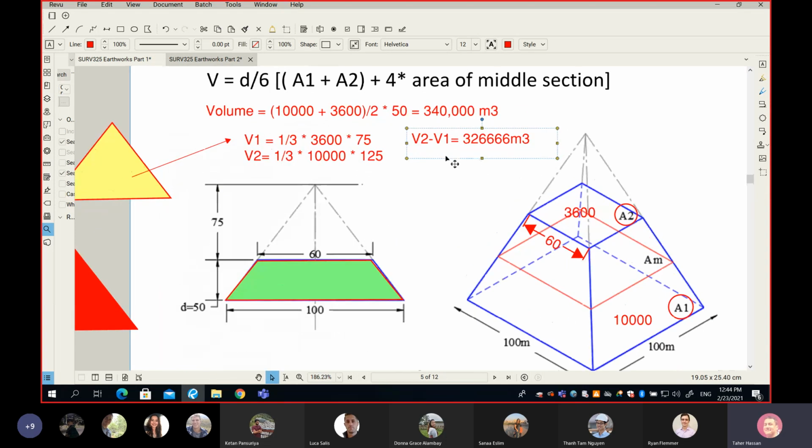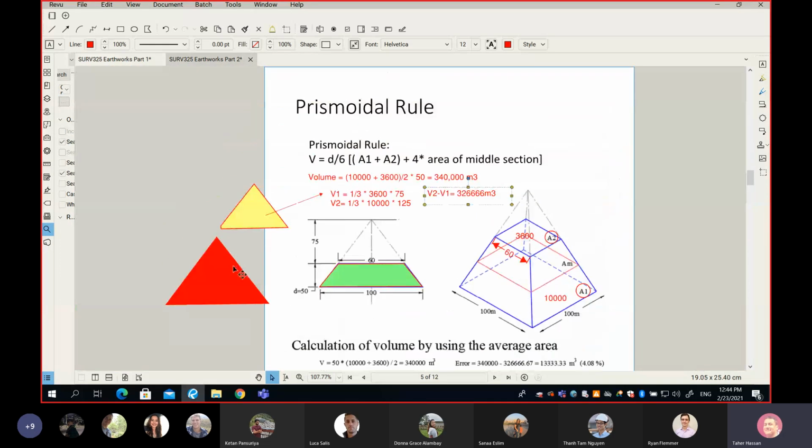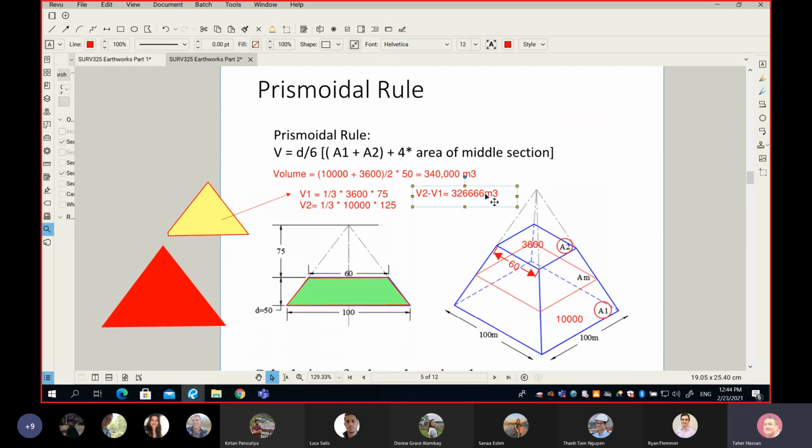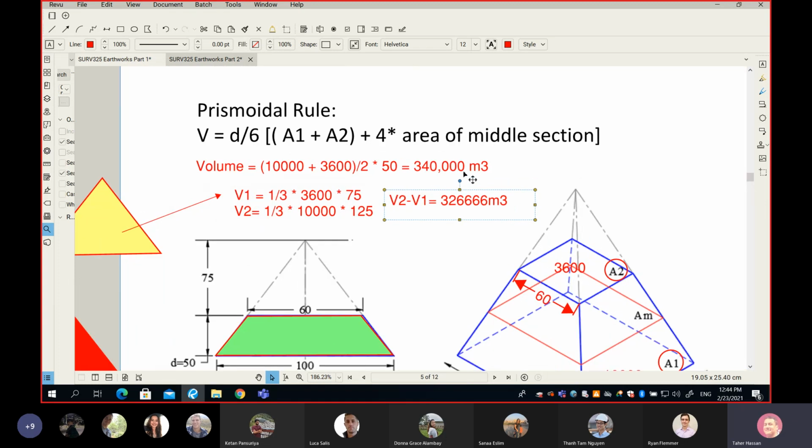Okay, now, oh my God, that's a serious problem. Look at this. So the volume using the first principle, by getting the volume of the big pyramid minus the small pyramid, it gave me this number. While our average end area method, by getting the average areas and then multiplying by the height, I got a different number. If I get the same number, great. But if I get a different number, I'm asking you, I need some vote. Which one do you believe more? You believe this number more or you believe this number more?